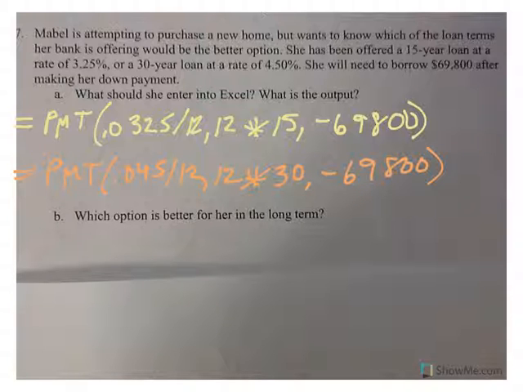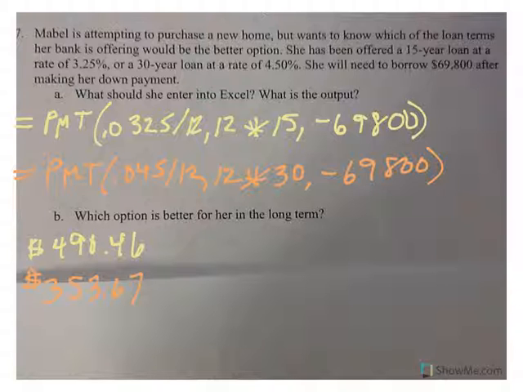Okay, now when you type those into Excel, the top one, you get a monthly payment of $490.46, and for the 30-year loan, you get $353.67. Okay, so you can see clearly that the 30-year loan, even though it's a little bit higher interest rate, you have a lot smaller payment. So if you're worried about the house payment, 30 years is the better option.